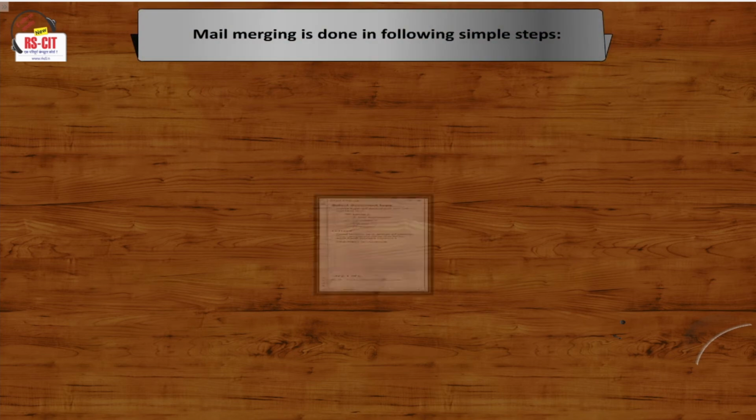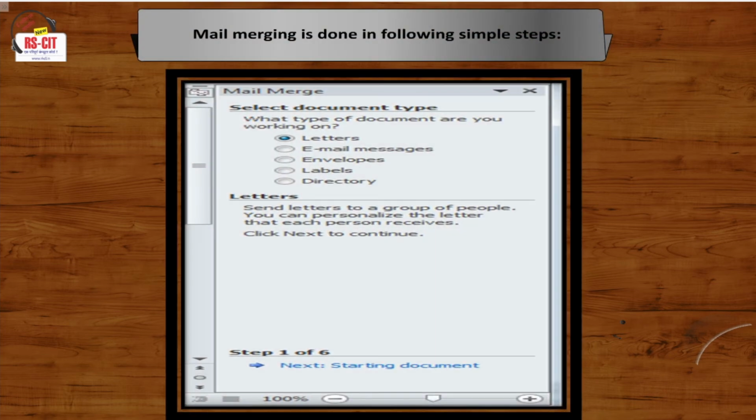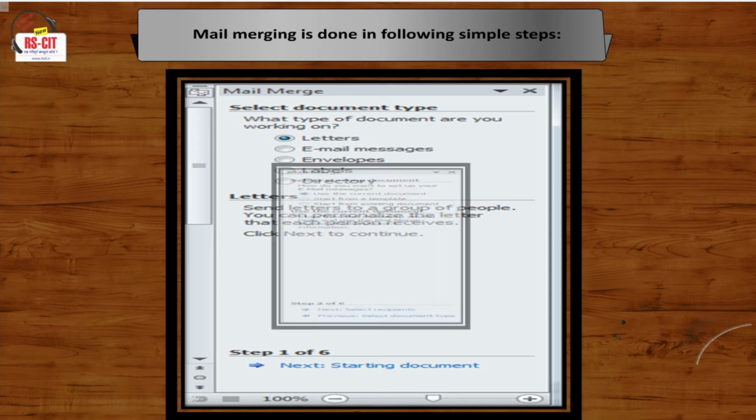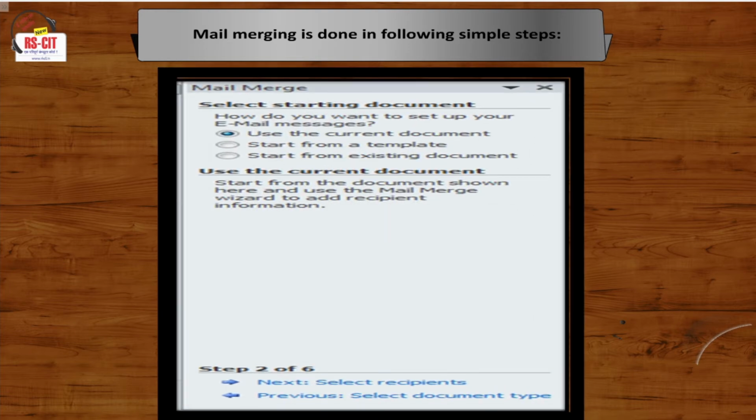Steps of Mail Merge. Setting up the main document. The main document contains the text and graphics that are the same for each version of the merged document. For example, the return address in a form letter. Connecting the document to a data source. A data source is a file that contains the information to be merged into a document. For example, the names and addresses of the recipients of a letter.